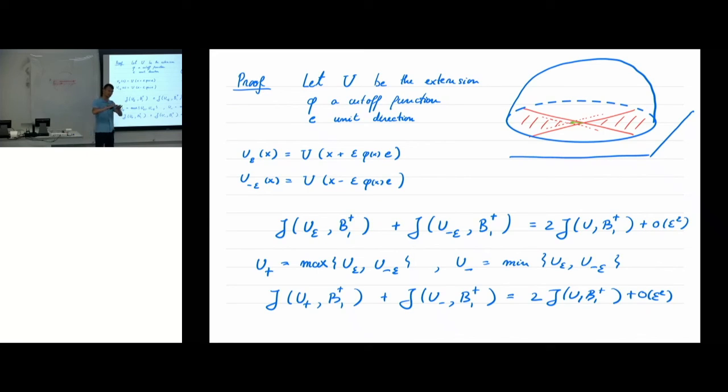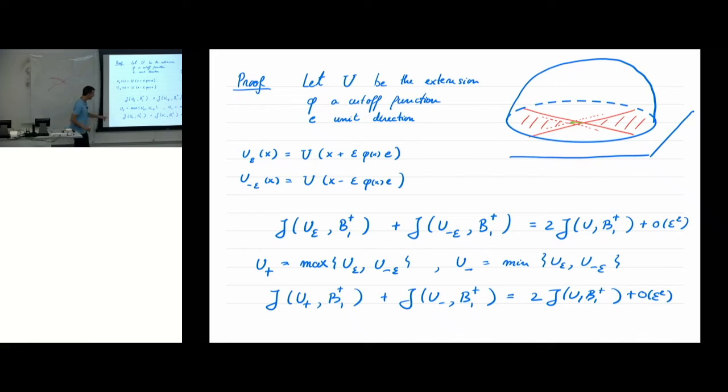So in the local setting, if I have two functions, so I have a function here and a function here, and I look at the maximum and at the minimum, the energy of the maximum plus the energy of the minimum is the same as the energy of the first plus the second. So this plus this is the same as this and this.